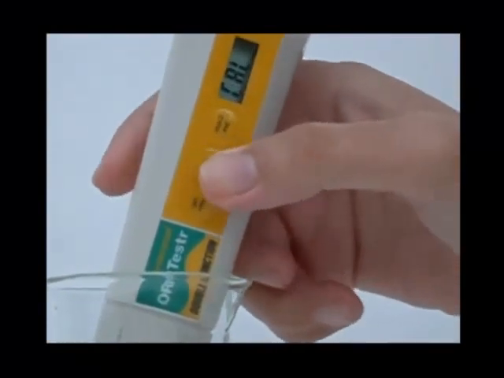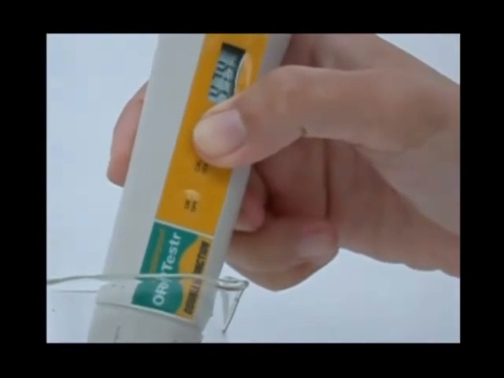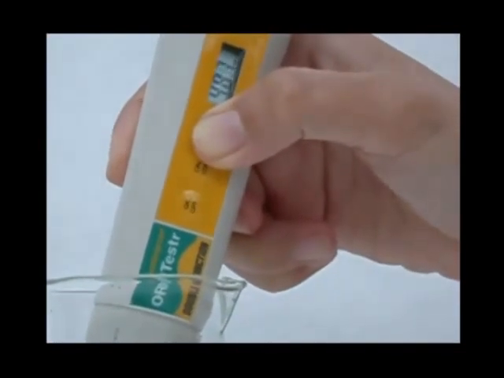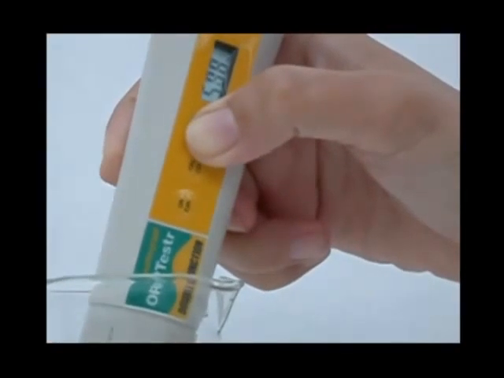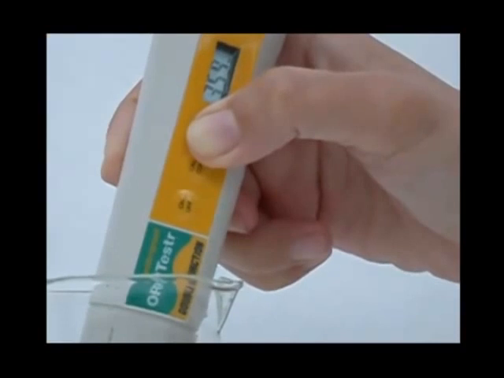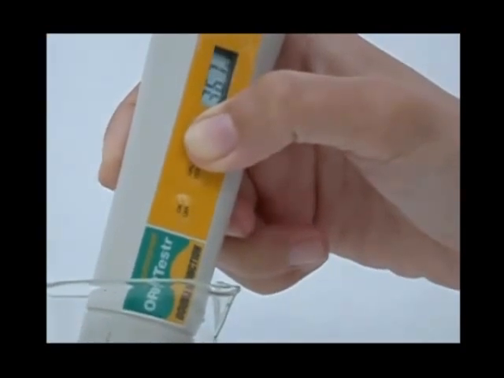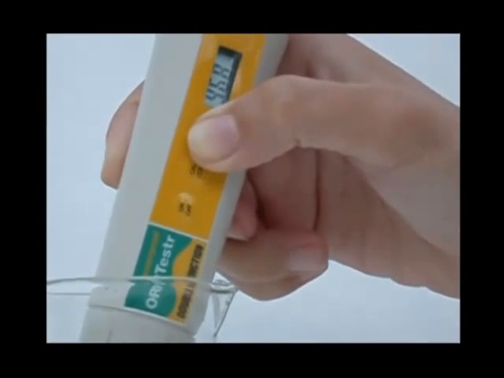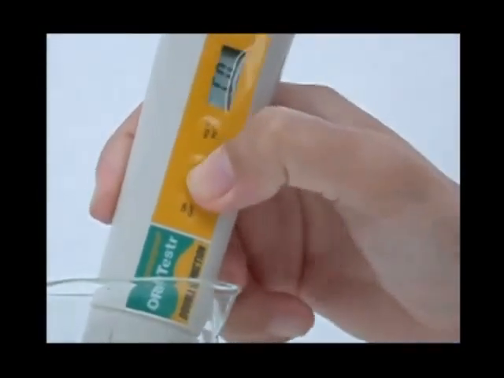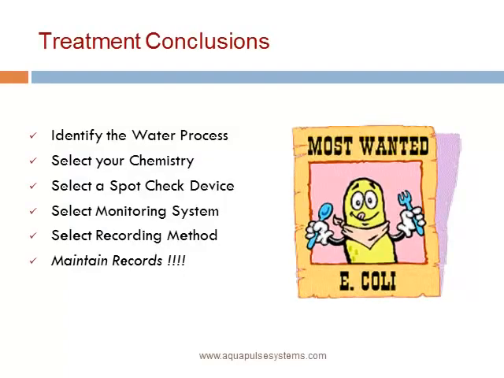This is a short video of the steps we discussed for ORP calibration in this simple meter. As you press the increase button, the readings start to scroll, go around, and slowly increase until you reach 468 millivolts. You then press confirm, and the calibration is done. So identify your water process, select your chemistry, select the validation test device or test meter, select your continuous inline monitoring system, and maintain records at all times.